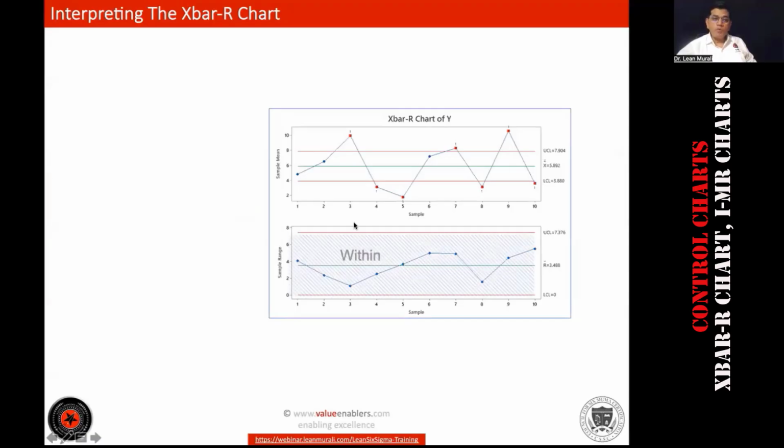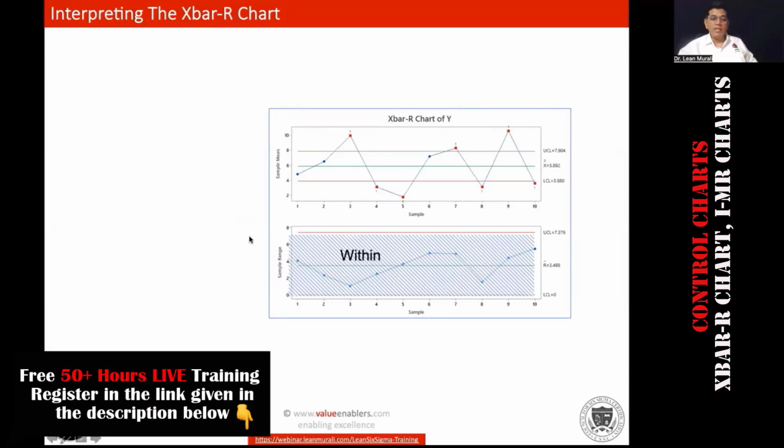Those subgroups will have, within that group, suppose you take 5 bottles at 1 o'clock, there will be a variation within those 5 bottles. That is called within variation.